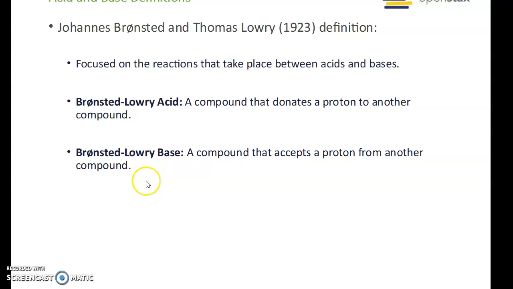For Arrhenius definitions, the Arrhenius acid is one that donates a proton, yes, but an Arrhenius base is one that has an excess amount of hydroxide ions. So Arrhenius is in terms of protons or hydronium ions and hydroxide ions, while this one is in terms of protons being donated or protons being accepted. And that's it for this section.